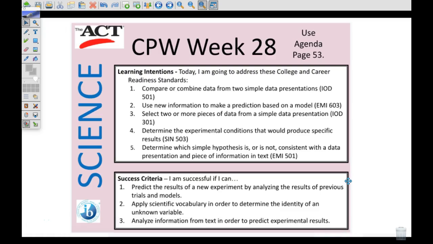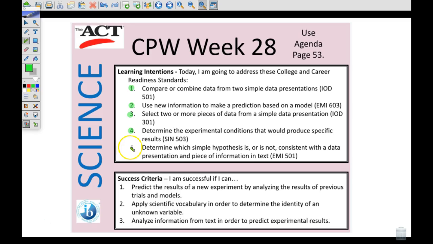Welcome back for another round of CPW science. Today we are going to compare data from two simple data presentations. Then we'll use new information to make a prediction based on a model. Then we'll select two or more pieces of data from a simple data presentation. Our fourth question will ask us to determine the experimental conditions that would produce specific results.